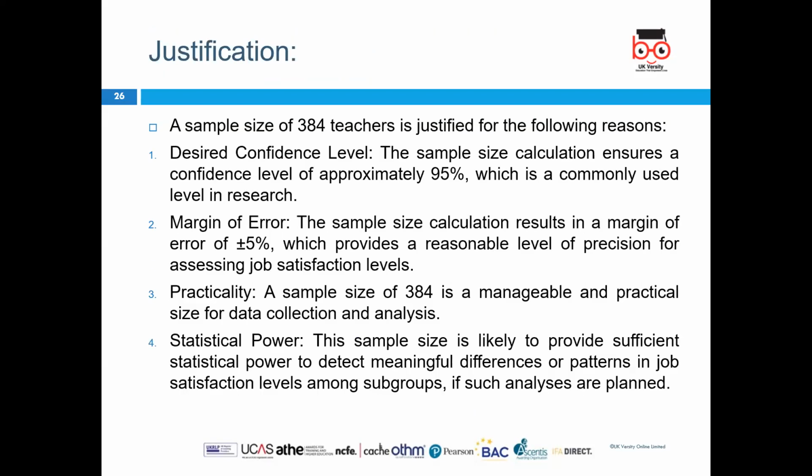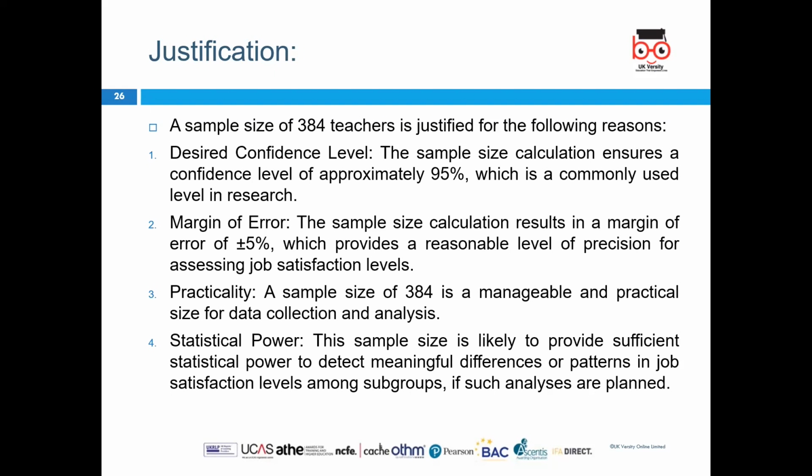So the next example is that a sample of 384 teachers is justified for the following reasons. Number one, the desired confidence level. The sample size calculation ensures a confidence level of approximately 95%, which is a commonly used level in research. And margin of error: the sample size calculation results in a margin of error of plus or minus 5%, which provides a reasonable level of precision for assessing job satisfaction levels. And a sample size of 384 is a manageable and practical size for data collection and analysis.